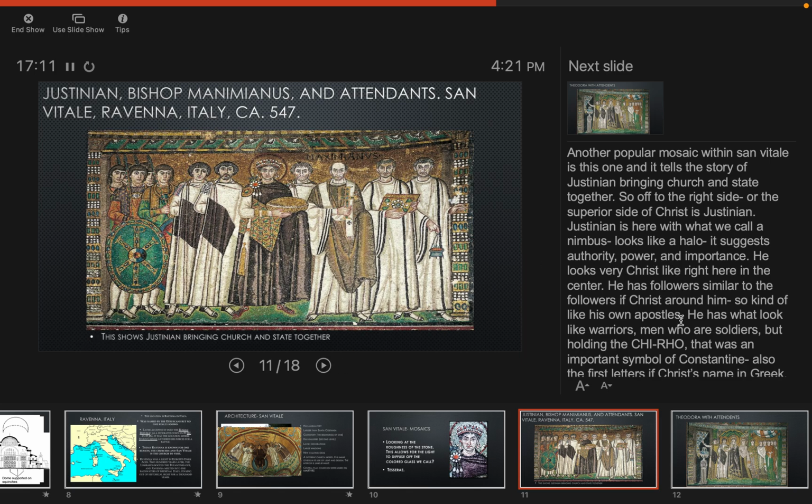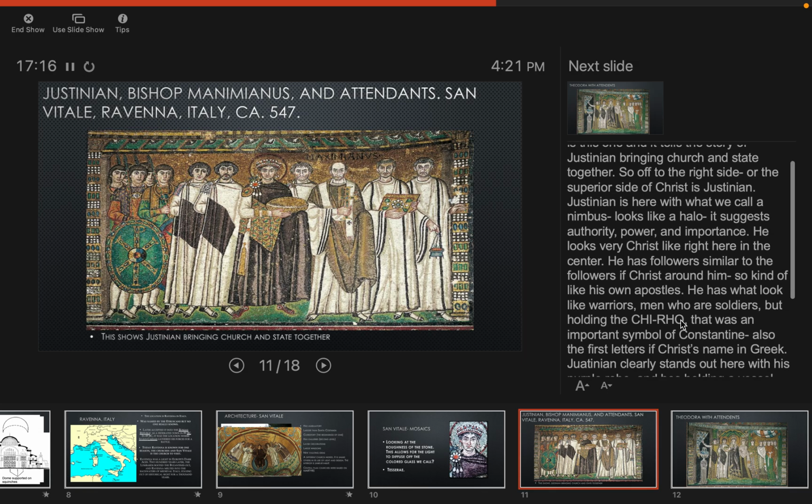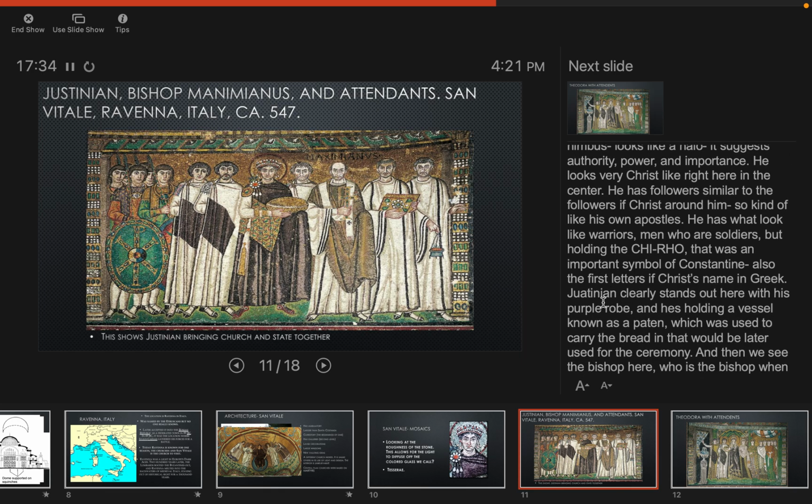Justinian is here with what we call a nimbus, or it looks like a halo. It suggests authority, power, and importance. He looks very Christ-like right here in the center. He has many followers, similar to the followers of Christ around him, so kind of like his own apostles. He has what looks like warriors, men who are soldiers, right here. But he's holding a chairo, and that was an important symbol for Constantine. Also, the first letter of Christ's name in Greek.